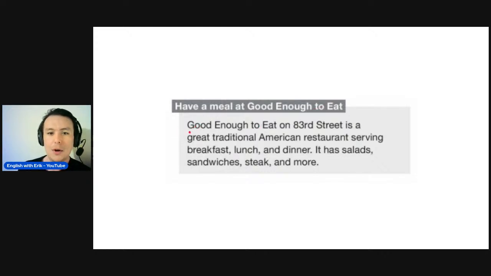Okay, here we go. Good Enough to Eat on 83rd Street is a great traditional American restaurant serving breakfast, lunch, and dinner. Your turn, friends.